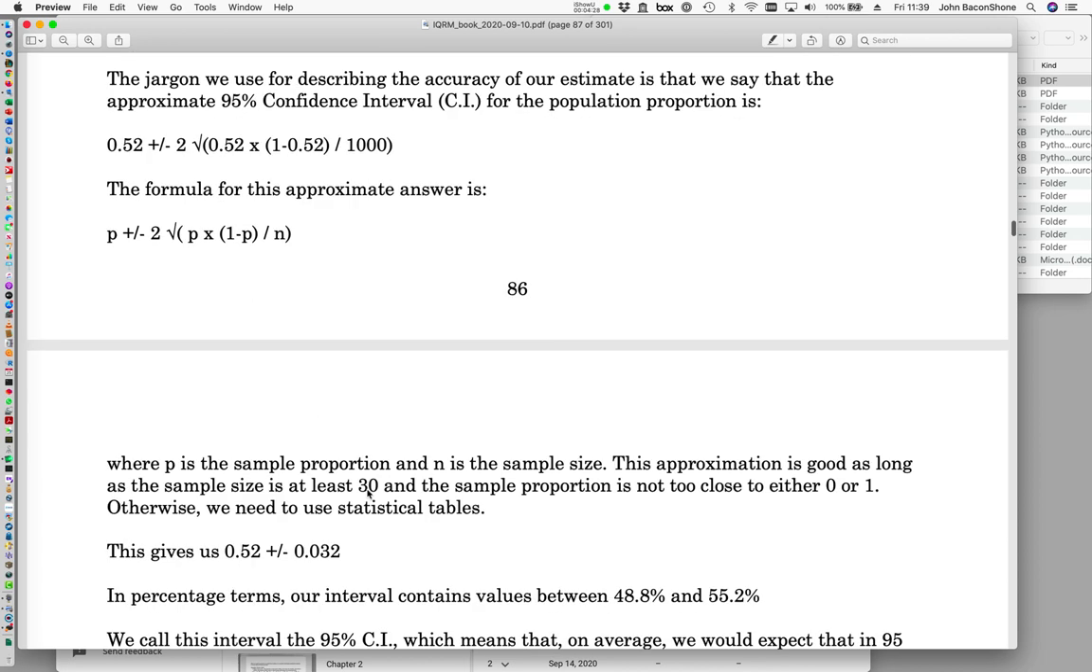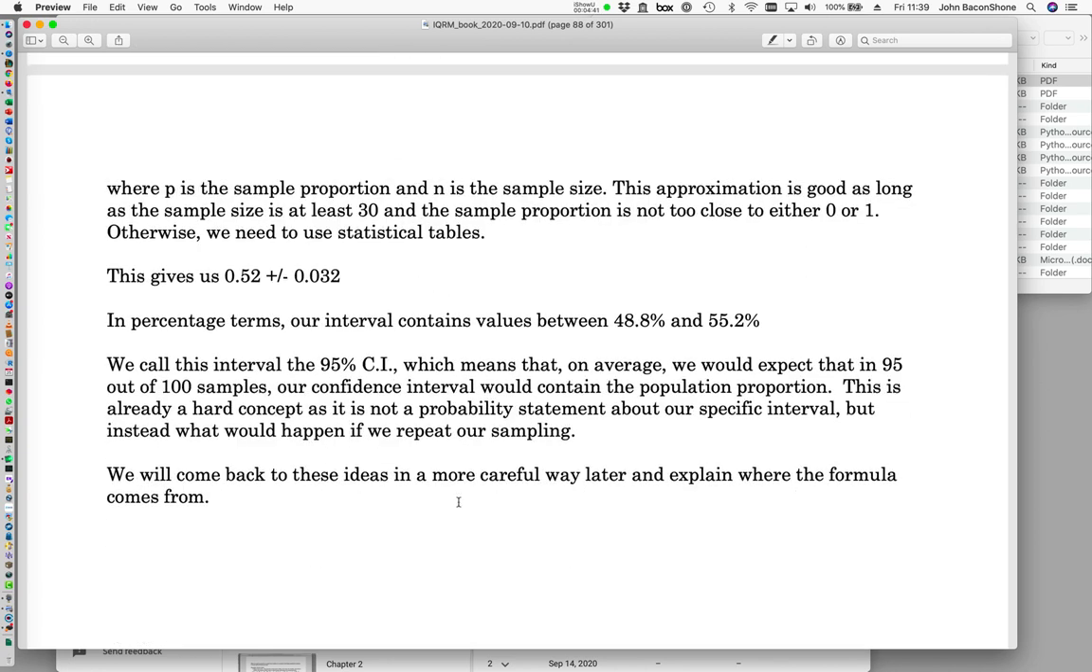So, if we apply this formula I just showed you, we get that the answer is 52% plus or minus 3.2%. So our interval contains values from 48.8% up to 55.2%. So what does this 95% confidence interval mean? It means that on average, if we drew a large number of samples, then in about 95% of our samples, our confidence interval would contain the population proportion. Now, this is quite a hard concept because this is not a probability statement about our specific interval, but instead what would happen if we repeat our sampling.